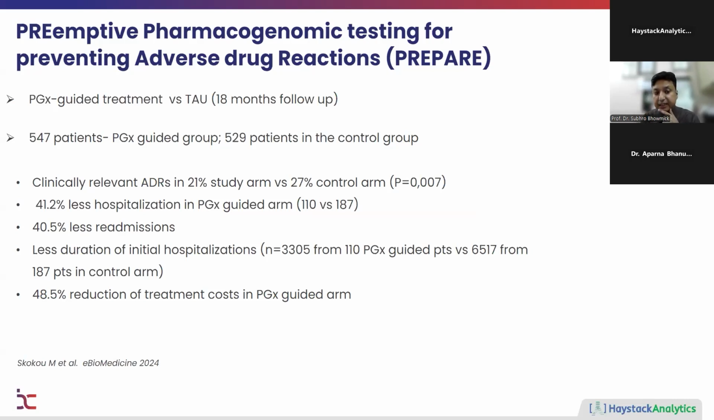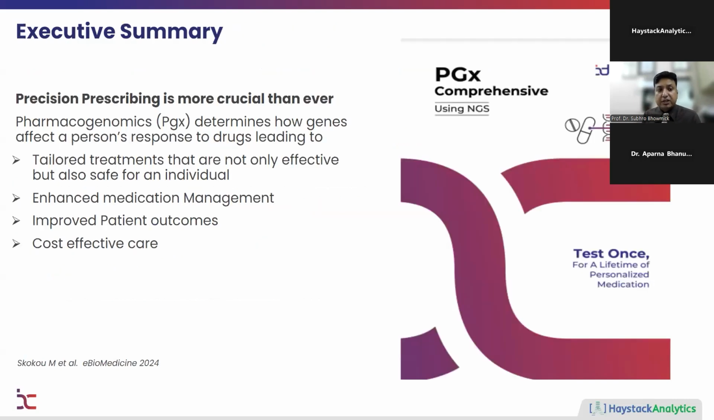Now, this is a big deal because if psychotic patients get hospitalized, there's a high chance of suicide in those patients as well. And there's a cost of therapy which increases. So there's a financial cost, there is a social cost, which can be reduced by pharmacogenomic testing. So I think precision medicine is here to stay. Precision prescribing is more crucial than ever.